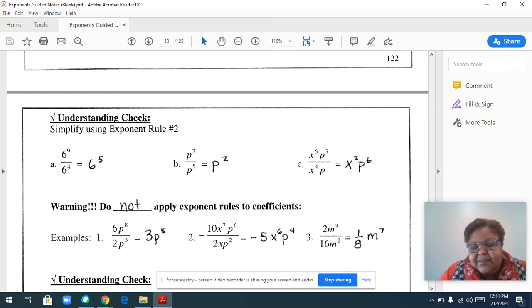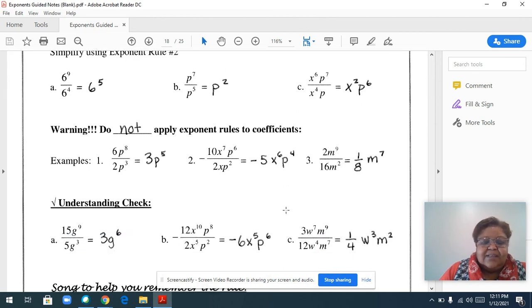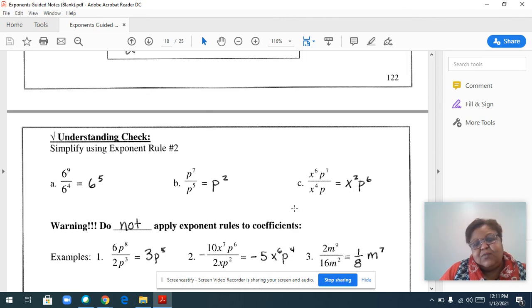So 2 times m to the 9th divided by 16m squared. Simplify that 2/16 to 1/8. 9 minus 2 is 7. Okay? Now, oops, I just showed you the answers to them, but I'll move it back. The understanding check is what I want you to do and turn in as an exit ticket. I think I put it up yesterday. So those are the ones that I want you to do as an exit ticket. Okay? All right.